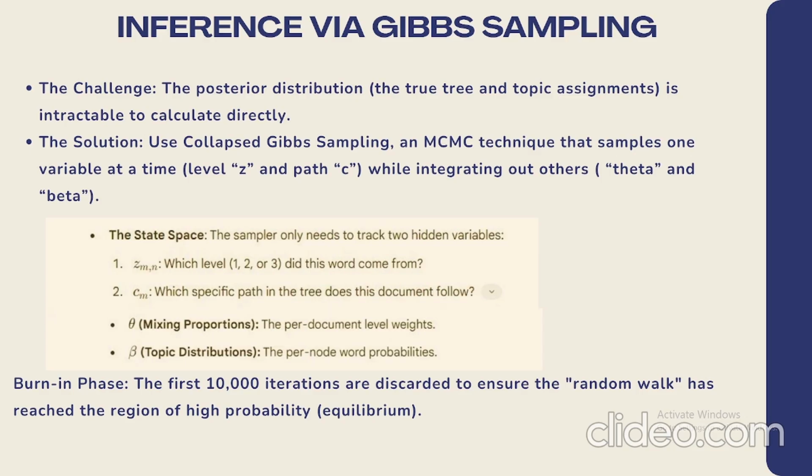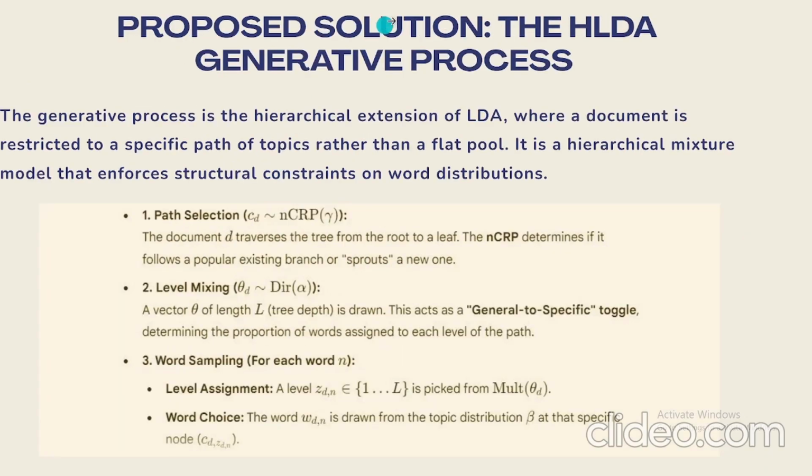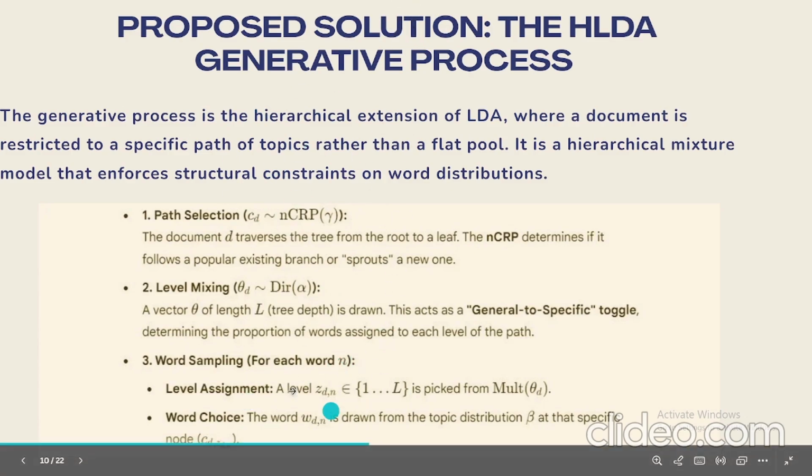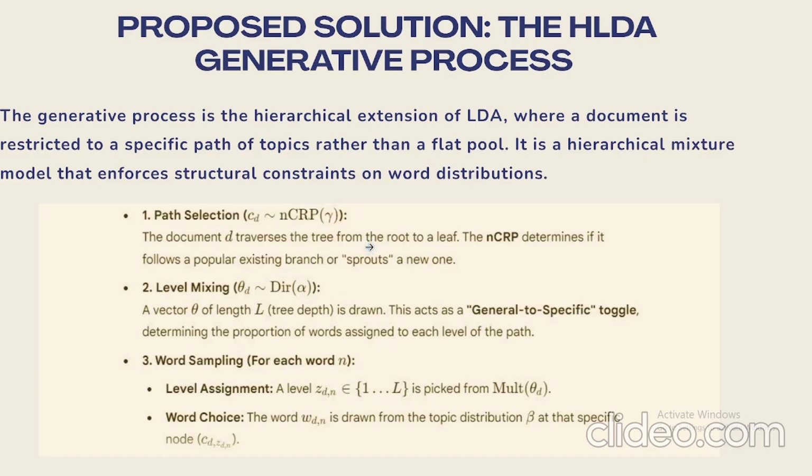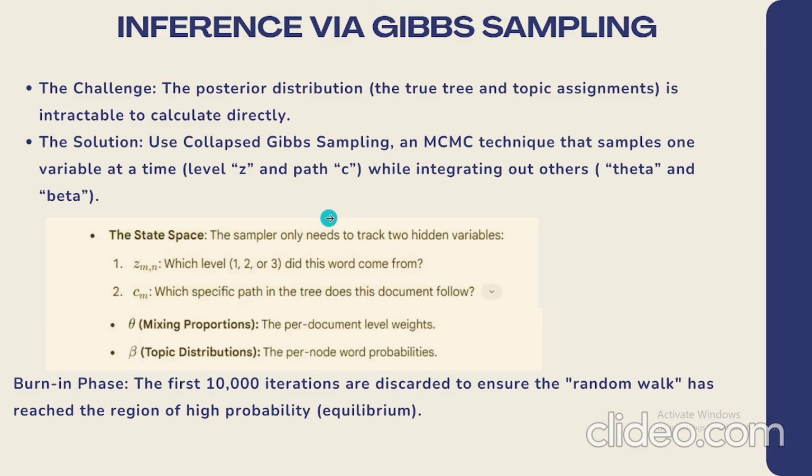Since we only observe words, we have understood how the training or preparation of the model, the generative process of our model, is done using the HLDA generative process. Now after the generative process, we will discuss the inference process. In the inference process, since we have only observed the words, we use the Gibbs sampling algorithm.